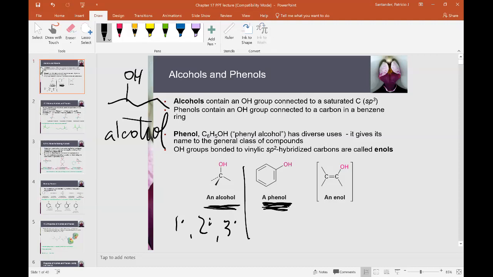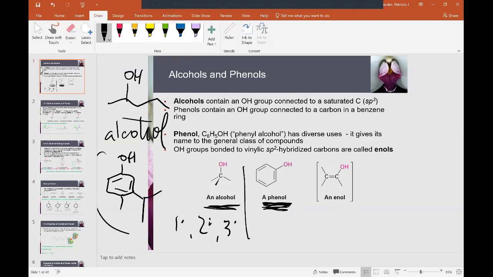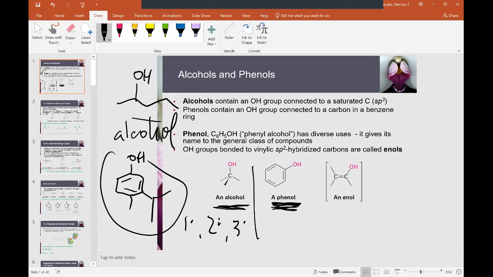So phenol is the name of that particular compound, but we can also use that name as a generic name for any structure that will contain a benzene with an OH. It doesn't matter if it has some other embellishment here, we will still say that is a phenol. It belongs to the same category.